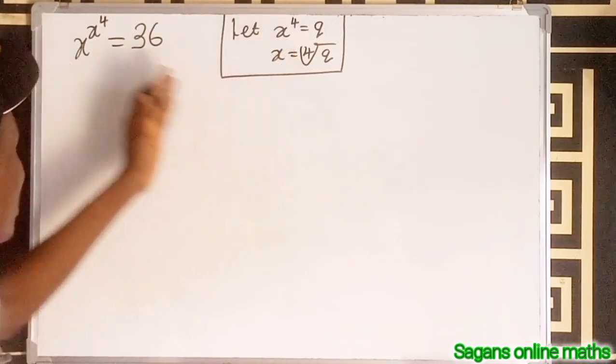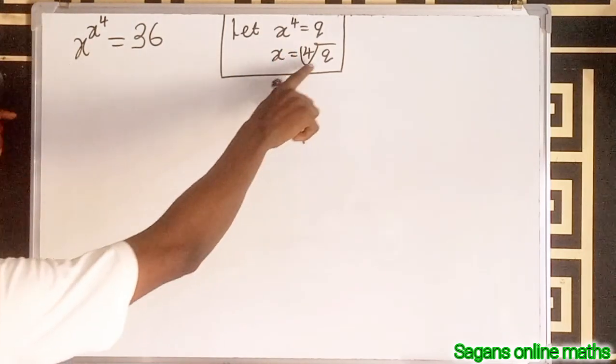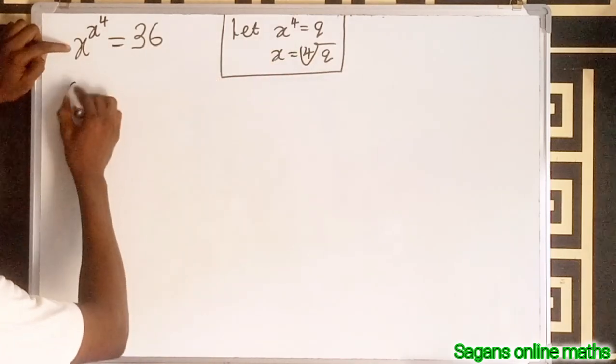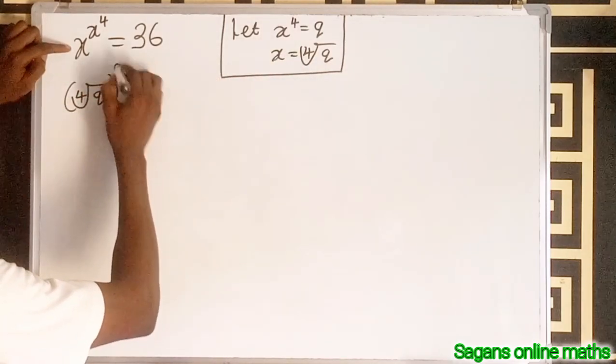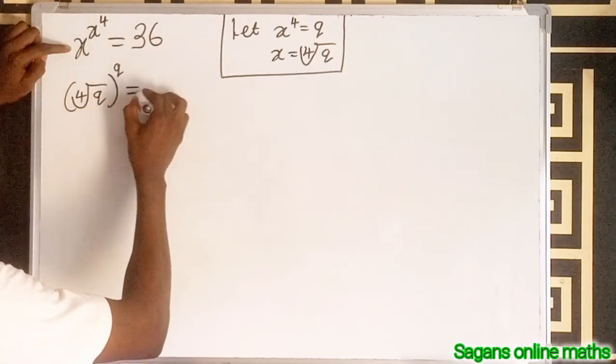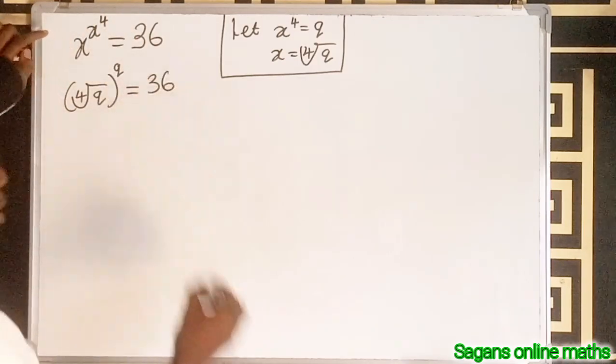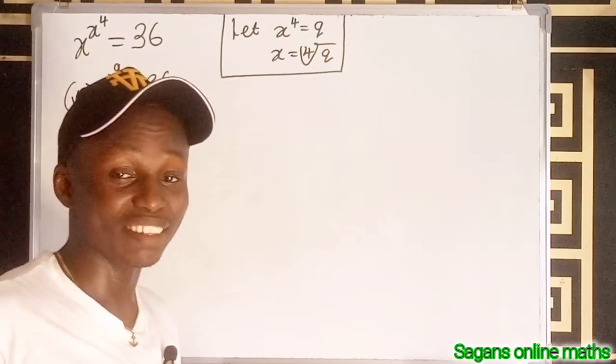Now let's substitute this into this. We know that our x is the fourth root of q. So in place of x, we have the fourth root of q, then all to the power of q, which represents x to the power of x, equals 36. Wow, this is amazing, right? This is our first step.